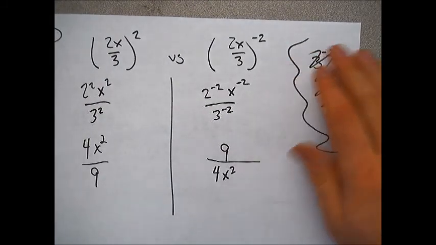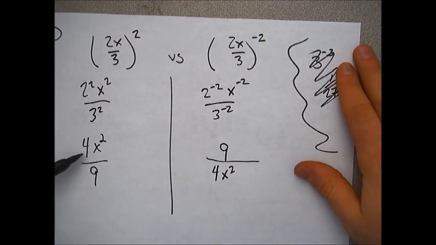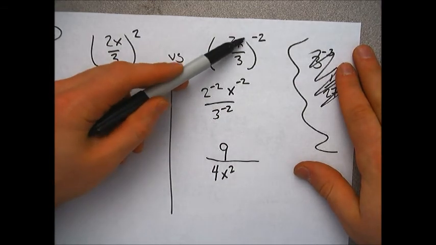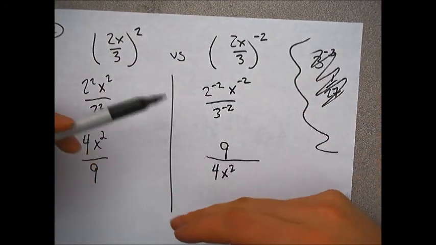And if you notice here, these are the exact opposite of each other. Over here, it's 4x squared over 9. When I have the negative exponent, what did that tell me to do? Flip my problem.